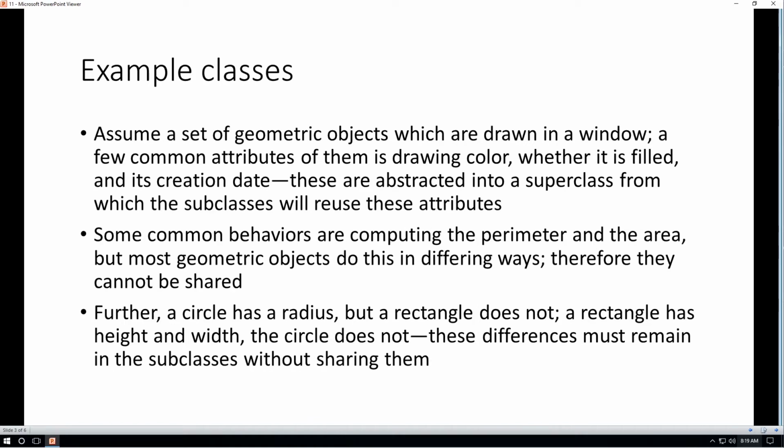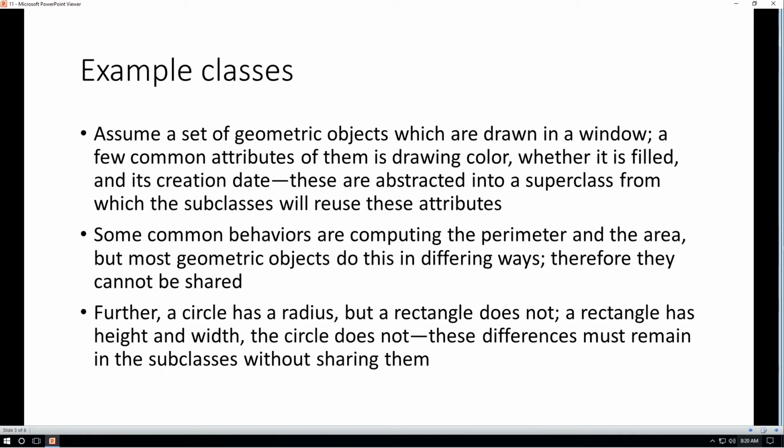Assume a set of geometric objects that are going to be drawn on a window on your screen, a game or something like that. Each object would have certain common attributes. The drawing color, whether it's filled or not filled, creation date, other things you could definitely put in there. These are abstracted out of each of the objects and put into the superclass because they share the same information. Again, drawing color, creation date, filled or not. Some common behaviors on these objects would be computing perimeter, area, etc.